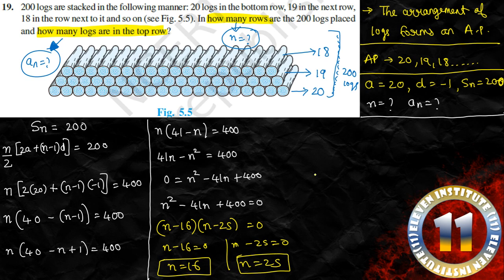Now you can see both the answers of n are positive. Otherwise, if one were negative, we would write not possible. Here both of them are positive. Let it be. Fine. We will try to find the value of an.